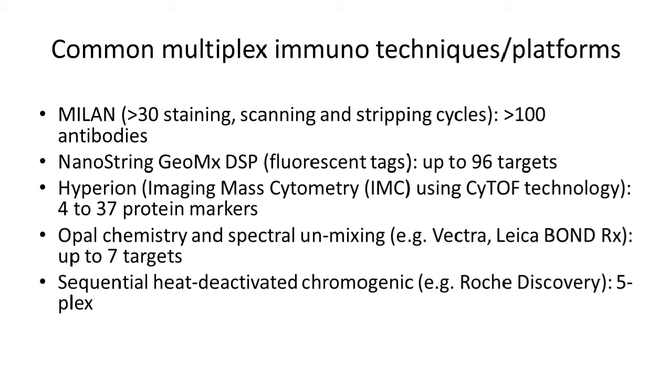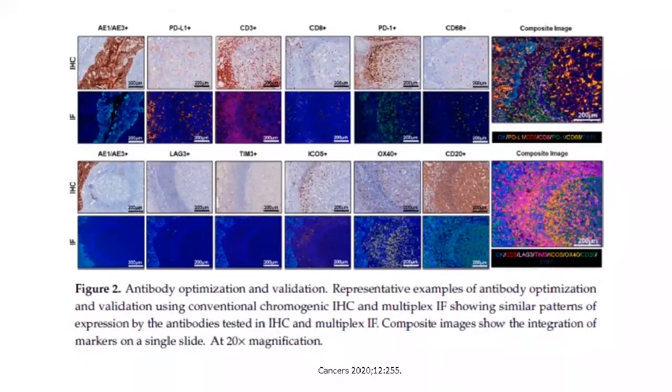Then there are some common multiplex immunotechniques and platforms which will also be discussed today. For instance, the Milan technique, where you can use up to 30 different staining, scanning and stripping cycles, reaching more than 100 antibodies for a particular staining procedure. Something that we also have in-house is the NanoString GeoMx digital spatial profiling platform using fluorescent tags with up to 96 targets. Based on imaging mass cytometry is the Hyperion system with 4 to 37 protein markers, and something that I'm sure is also going to be discussed today is the Opal chemistry and spectral unmixing that you can do with that, with up to 7 targets.